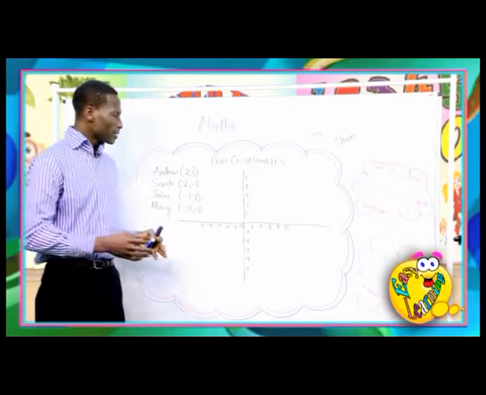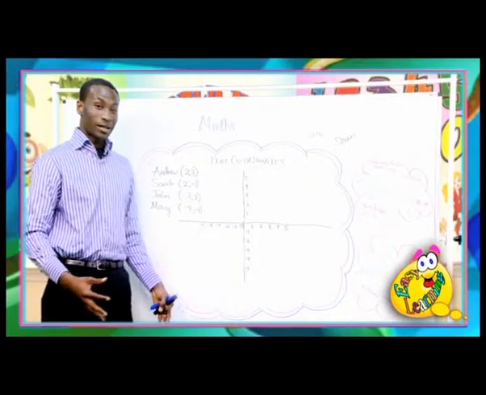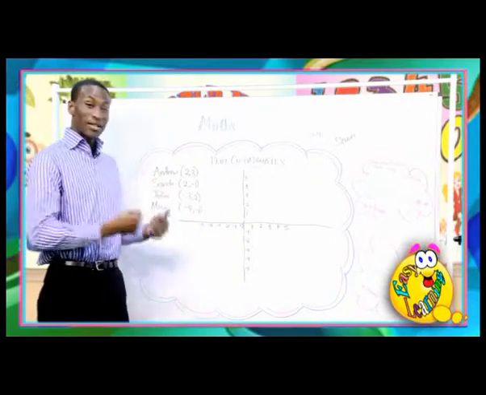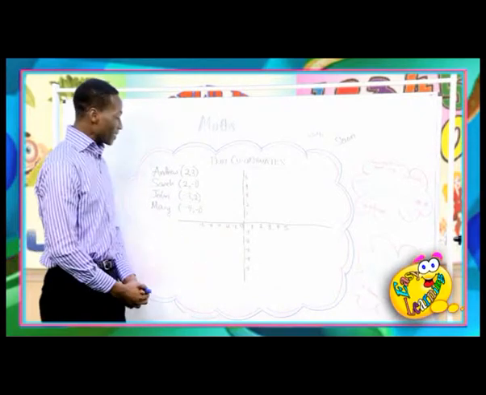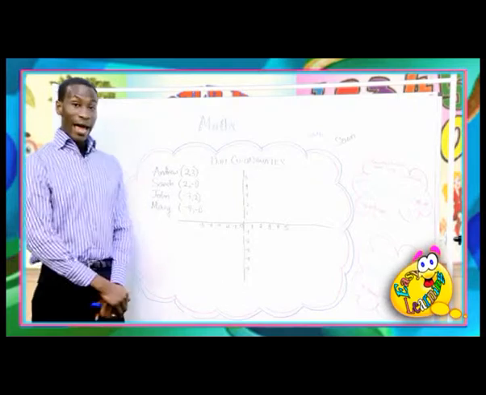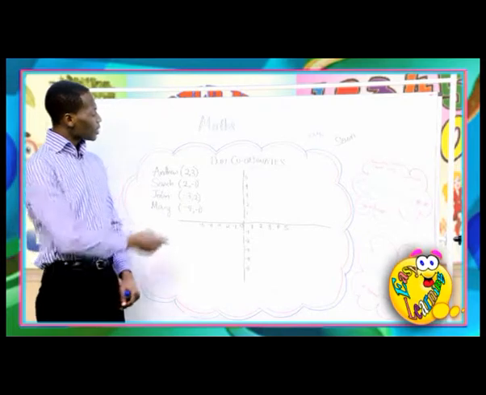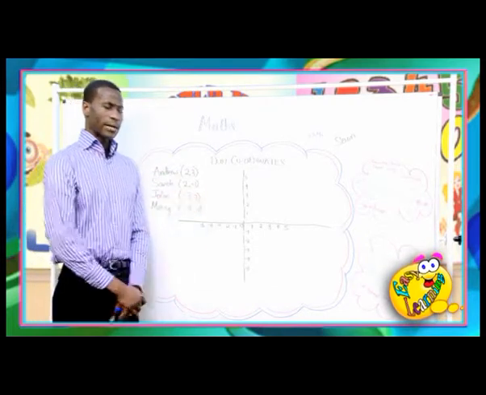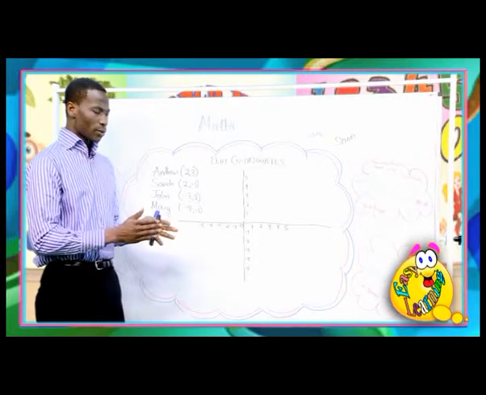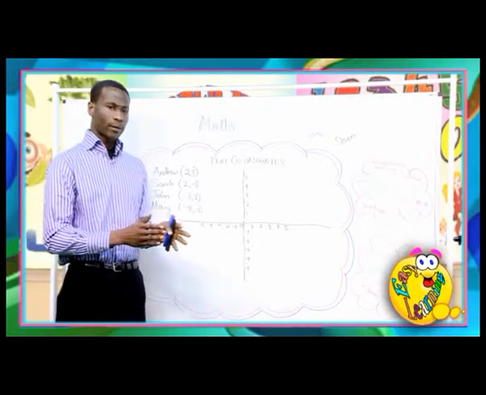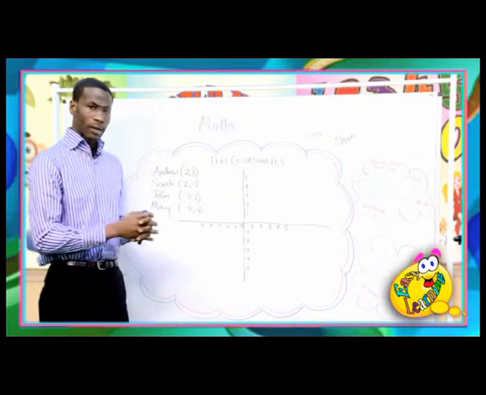The problem is they don't really know how to use the coordinate system very well. So can we help them find their addresses and put them on the board? Yes, we can. Let's start with Andrew. Andrew's address is 2, 3. So we know the number. The next thing that we need is the street.